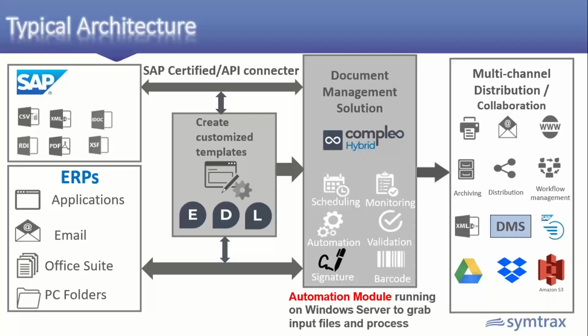Now moving further, we will discuss how it can be done. This is the typical architecture of Complio. On the left hand side, you can see the SAP ERP. In the second box, you can see the different ERPs or applications, email, Office Suite, and PC folders. For SAP and IBM, we have certified integration respectively. For other ERPs or applications which allow API integration, we can integrate using the API connector.